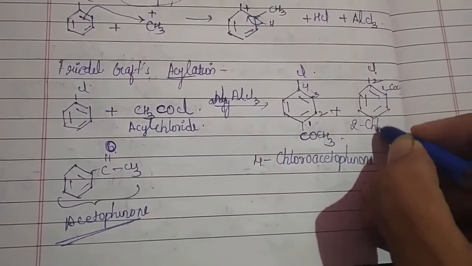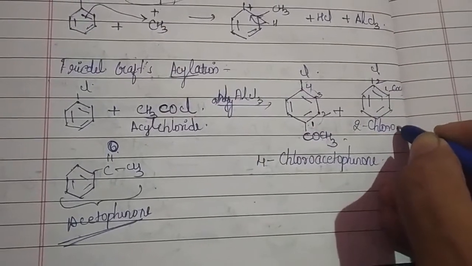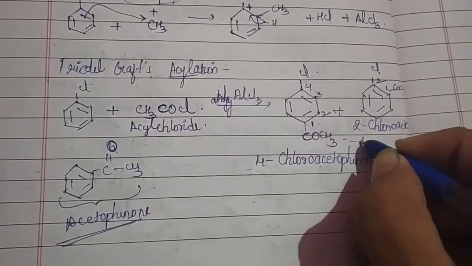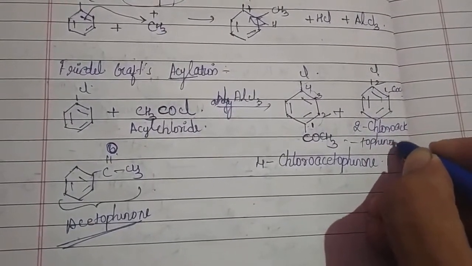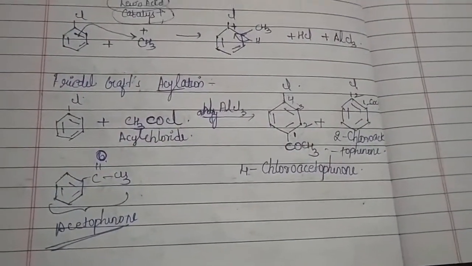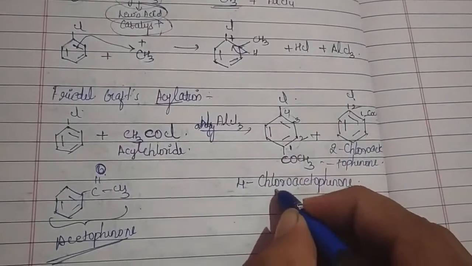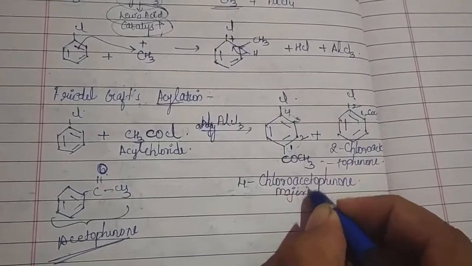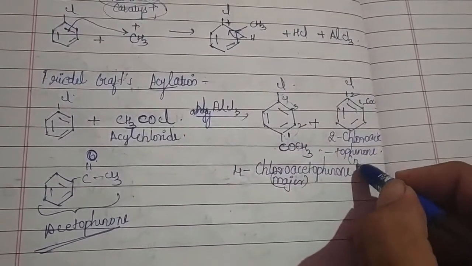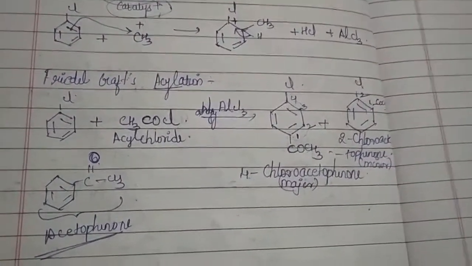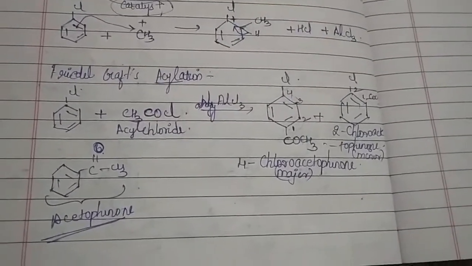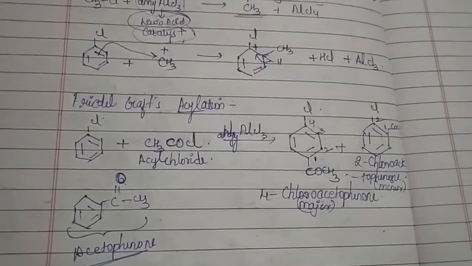2-chloroacetophenone. So can you please help me, which will be the major? Yes, the para will be the major. So 4-chloroacetophenone will be the major, whereas 2-chloroacetophenone will be the minor. Is that clear? Now the question arises, how is this reaction taking place?